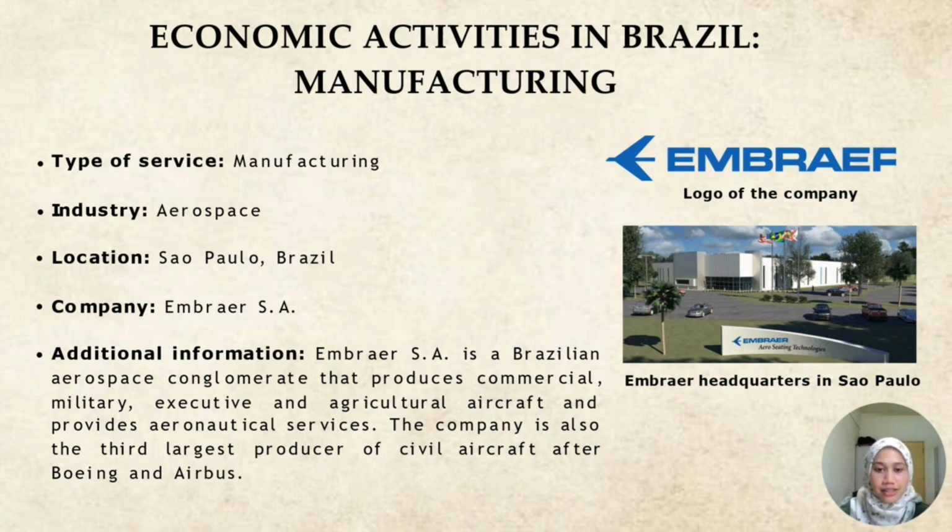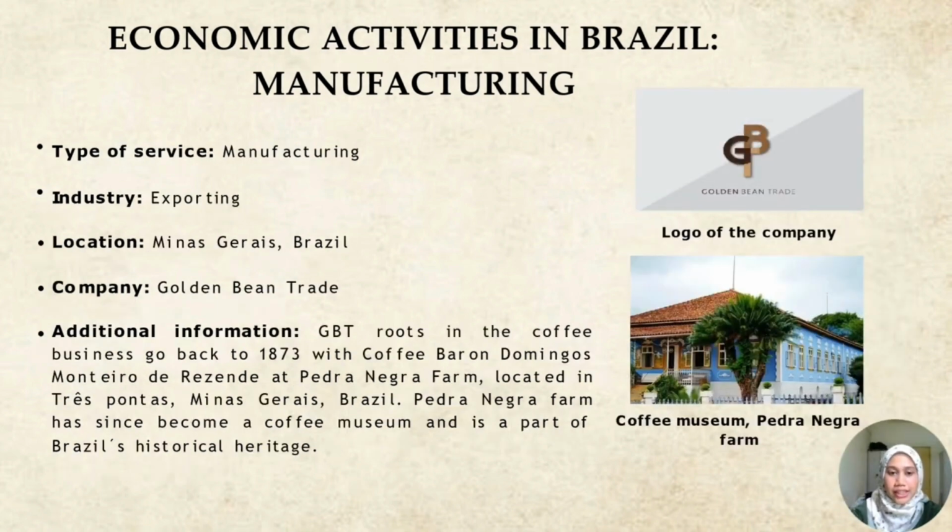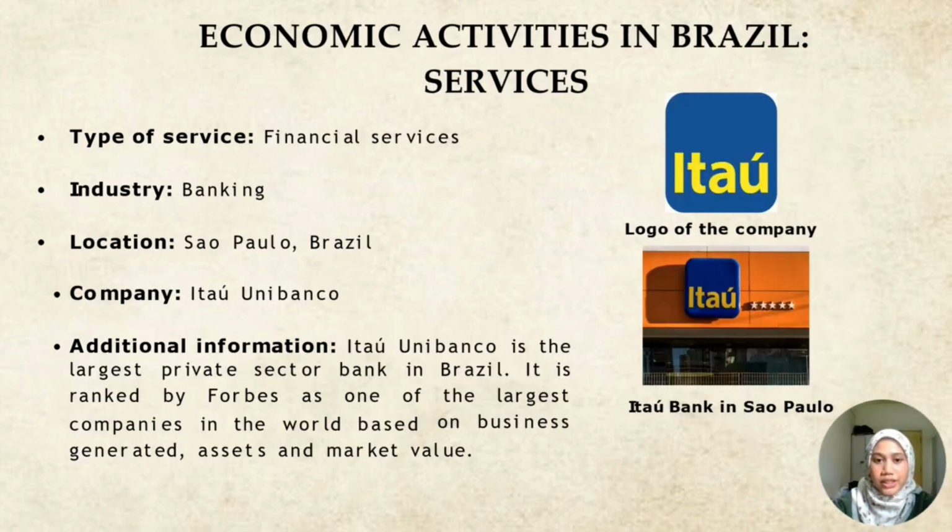aeronautical service. The next one is manufacturing, industry exporting, location at Minas Gerais, Brazil. Company Golden Venture. Golden Venture roots in the coffee business go back to 1873 with Coffee Baron Domingos at Pedra Negra Farm. And the next one is financial service, industry banking, location at Sao Paulo, Brazil.